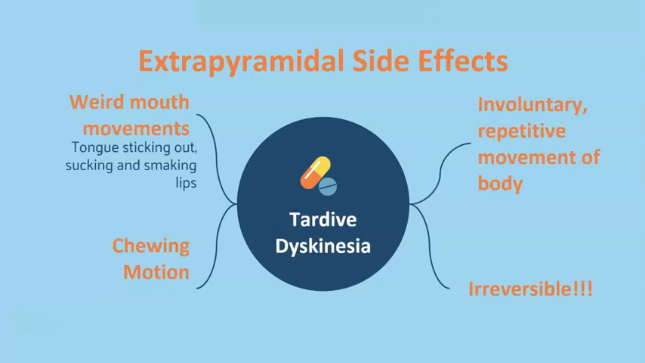Tardive dyskinesia is the worst because it's irreversible. This is a lot of weird involuntary mouth movements. The tongue's sticking out, they're sucking and smacking at their lips. It almost looks like they're continuously chewing on gum or the side of their mouth. And there's involuntary repetitive movement of the body.